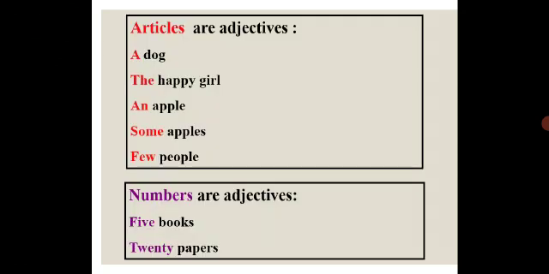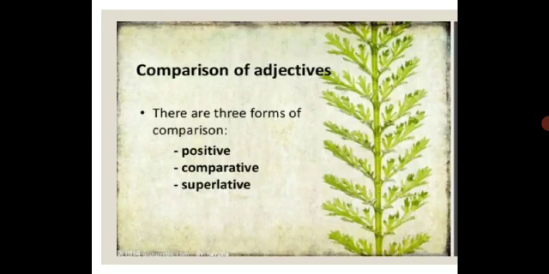Articles are adjectives like a dog, the happy girl, an apple, some apples, few people. Numbers are also called adjectives, 5 books, 20 papers.